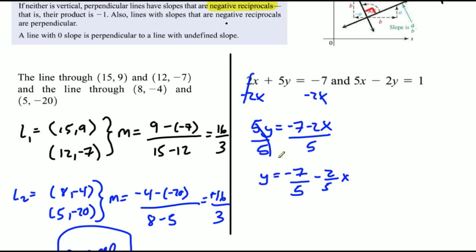Okay, and I'm just going to highlight the slope. Remember, it's always the coefficient of x. So that's the slope of our first line right there. All right, I'm going to draw a little dividing line now. And let's try this one now.